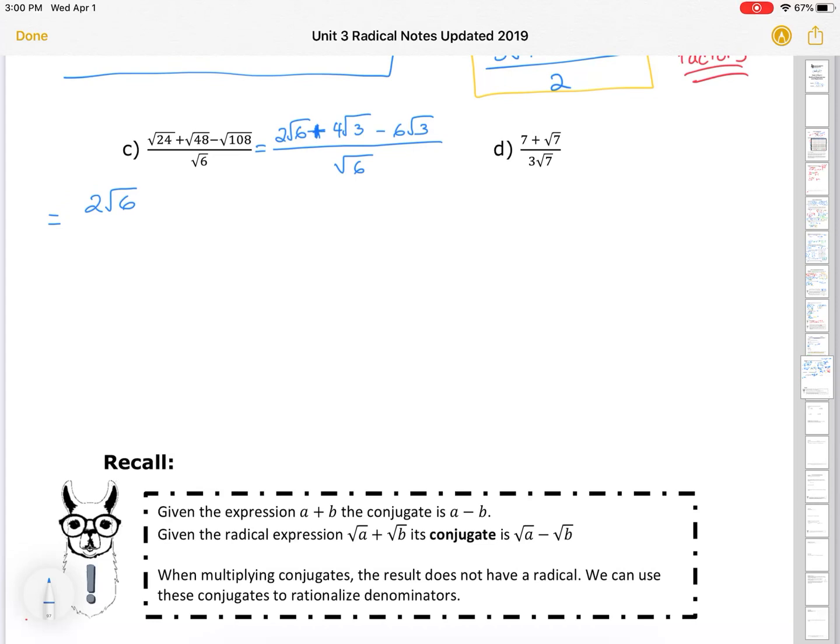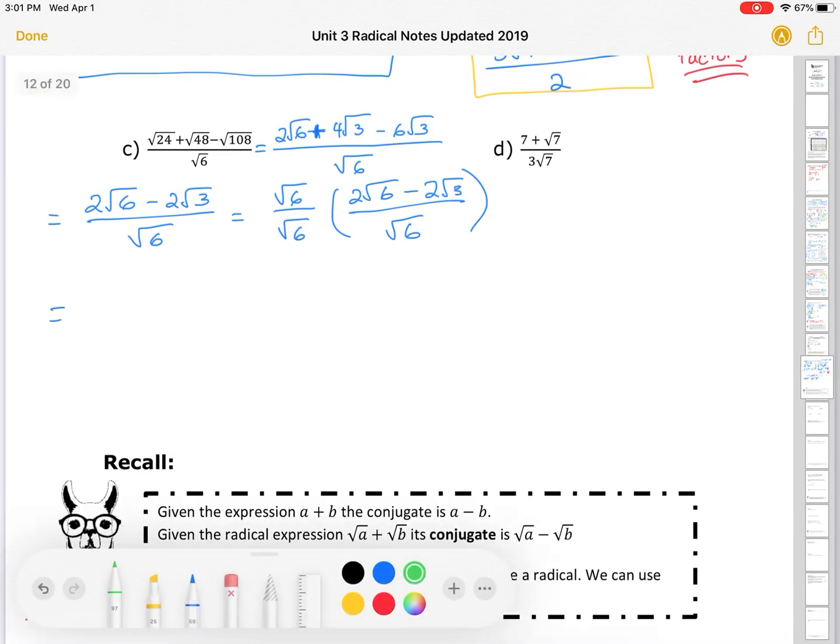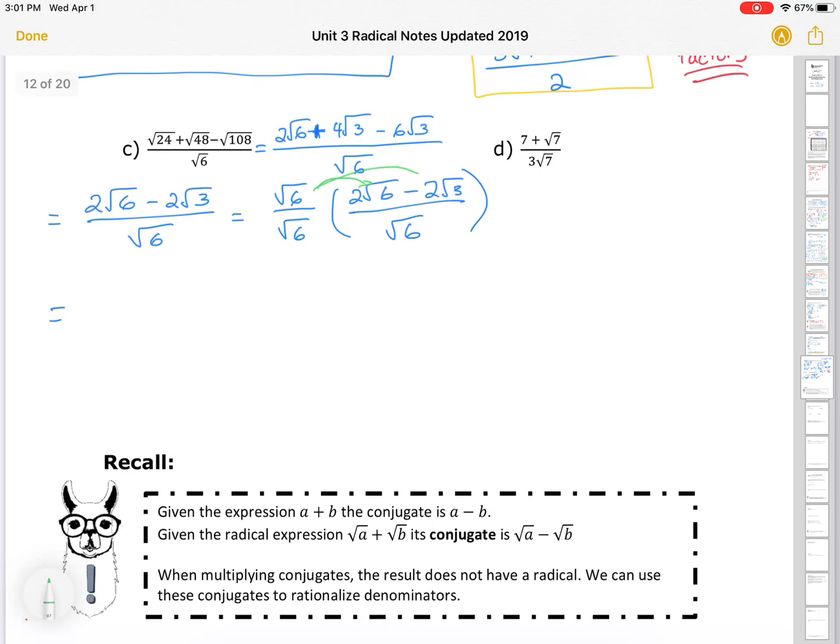So 2 root 6, I have plus 4 root 3 minus 6 root 3. So that is negative 2 root 3, and again, all over root 6. I'm going to times the top and the bottom by root 6 over root 6. Don't forget about distributing to both terms on the top. For many of us, it's helpful to draw in those brackets. It helps remind us to do that.